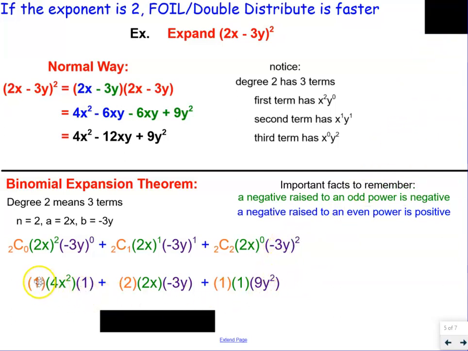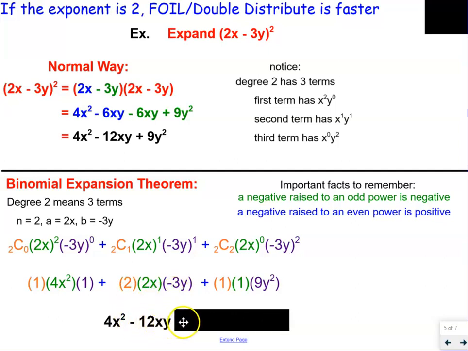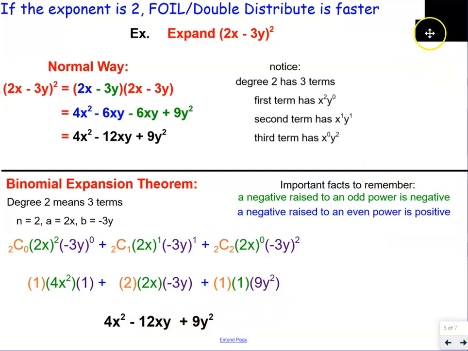Now let's multiply this. 1 times 4x squared times 1 will just be 4x squared. 2 times 2x times negative 3y. 2 times 2 is 4 times negative 3 is negative 12 with the xy. And then 1 times 1 times 9 is 9 with the y squared. And that's how you get your answer.